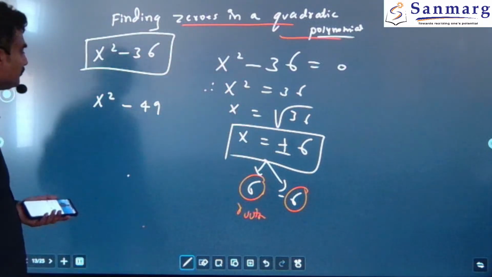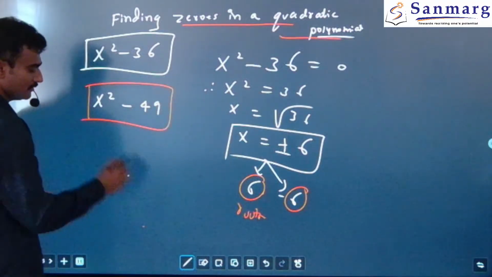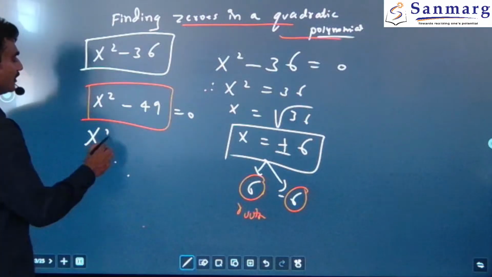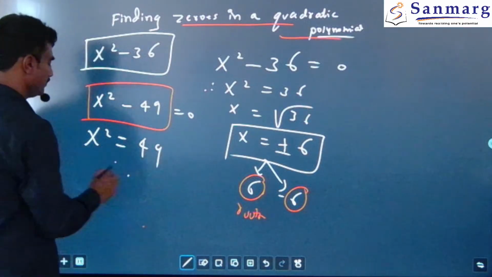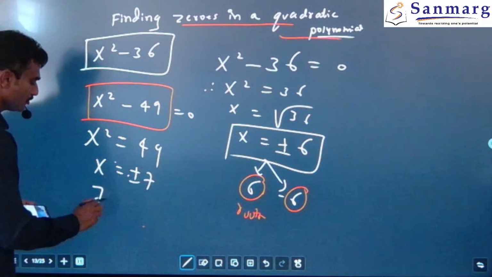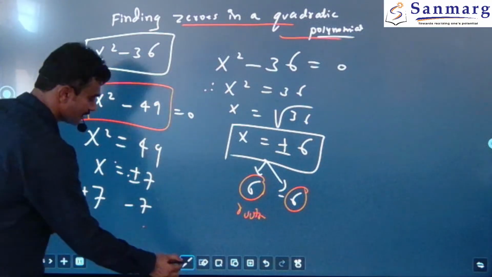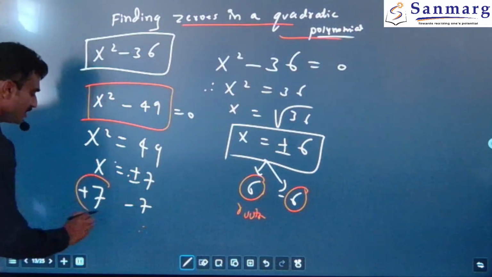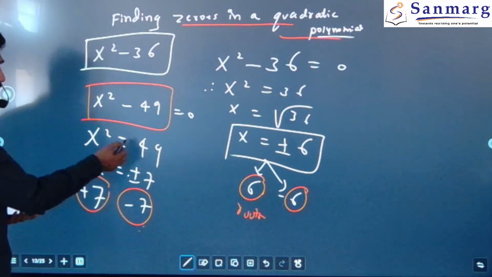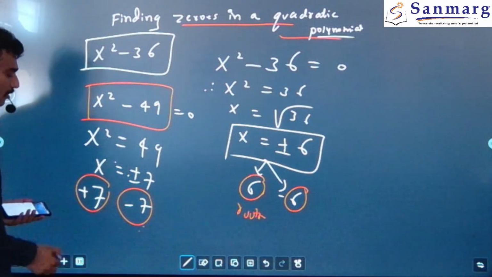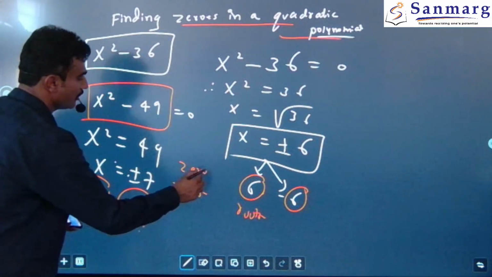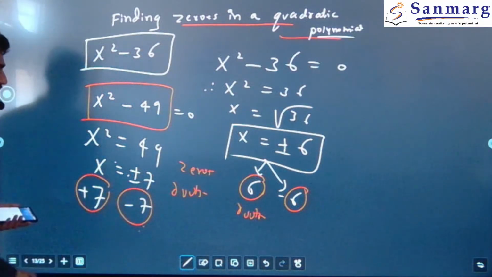Okay. Similarly, x square minus 49 equal to 0. So equate it to 0. Therefore, x square will be equal to 49. X is equal to plus or minus 7. So there are two roots, one is plus 7 and another is minus 7. These we call zeros of the polynomial x square minus 49, or we can also call them roots.